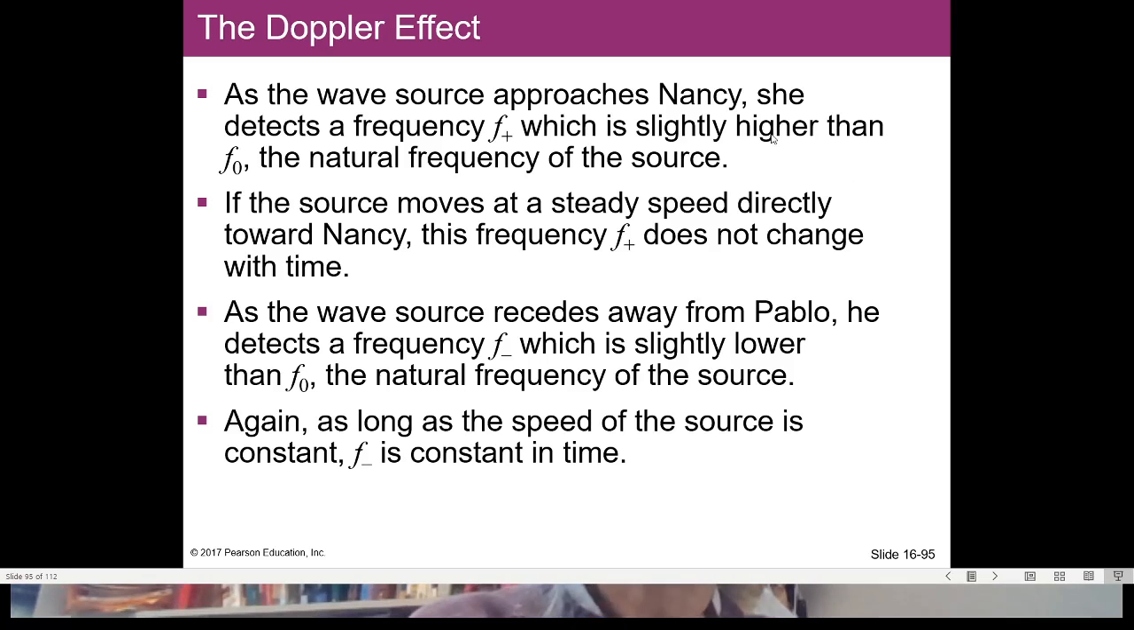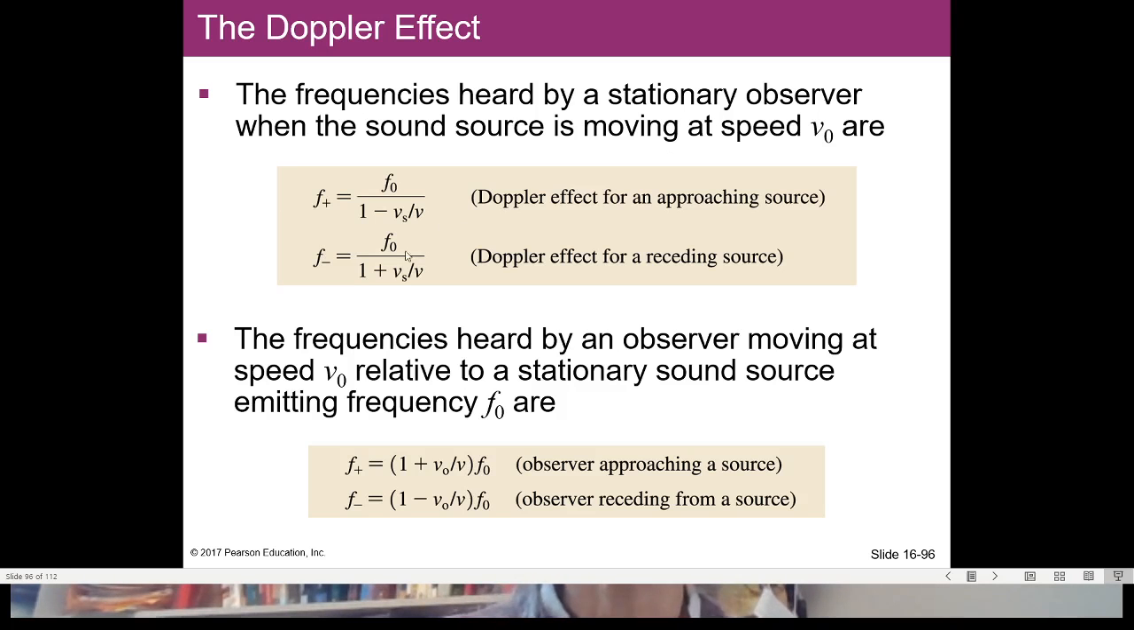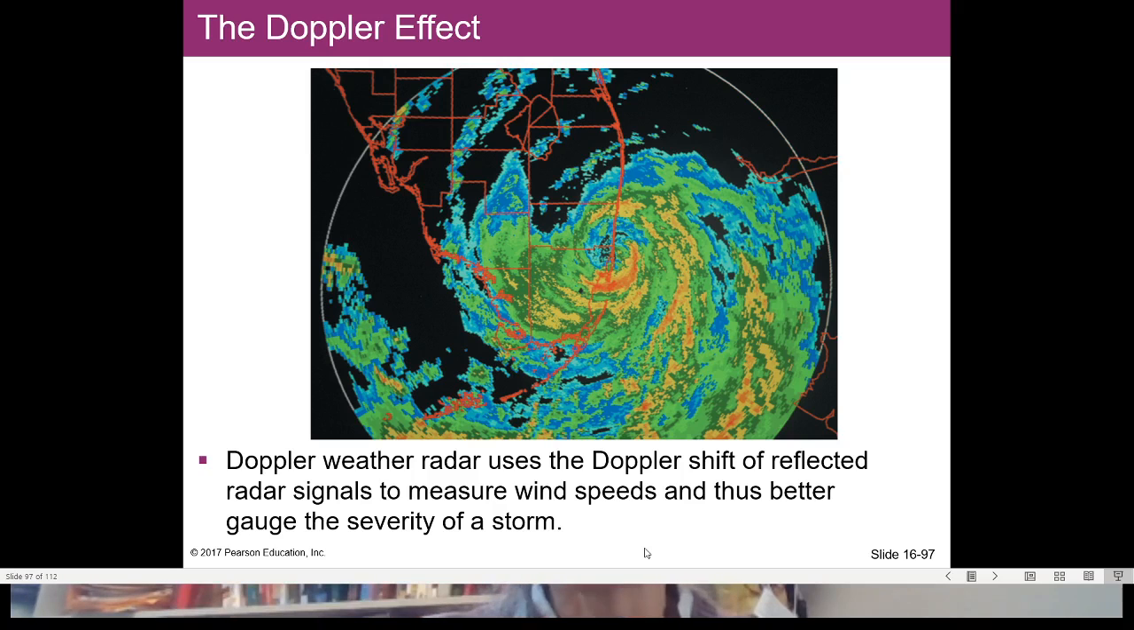Okay, so that's summarized here on this slide. As the wave source approaches Nancy, she detects a frequency which is higher than the natural frequency of the source, and Pablo detects a frequency which is lower than the frequency of the source. Okay, and here are the equations that express this. Again, you do not need to memorize these. You can look these up, or on tests, I will give them to you, whatever. So here are the equations for an approaching source, for a receding source, or for when you're approaching or receding from the source.